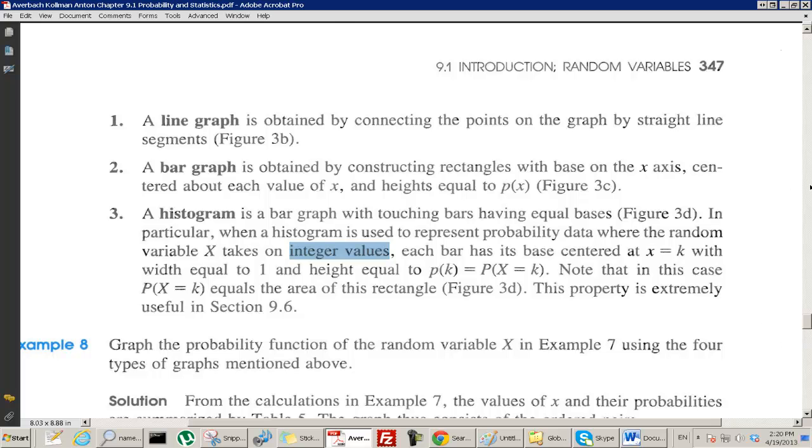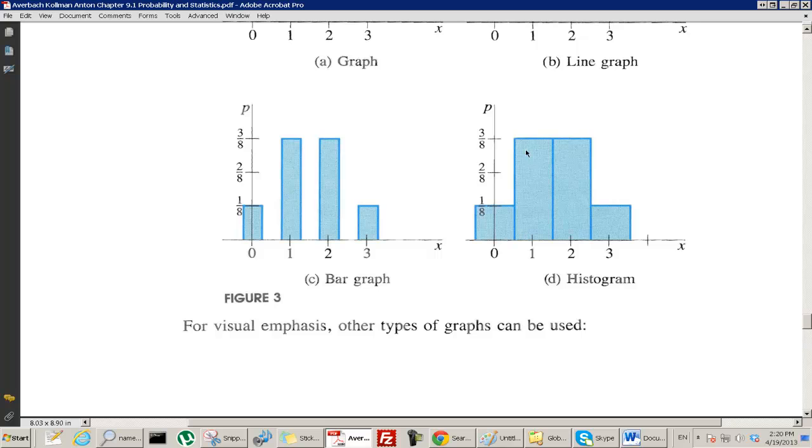So in other words, what's the height of this bar? It's 3/8, which was the probability of getting a 1. What's the height of this bar? It's 3/8, which was the probability of getting x equals 2 heads, actually.